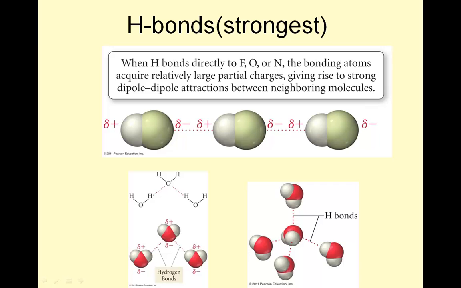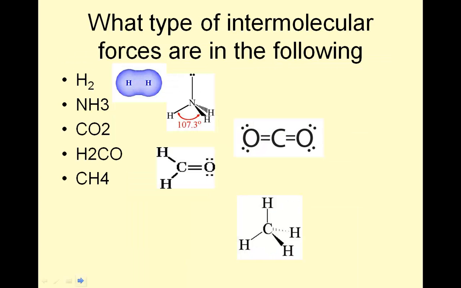Hydrogen bond's the strongest. So what it really means is that it's superpolar. So if it's superpolar, that happens because I have H directly bonded to O. So that makes a very polar bond. Okay? And you can read that. Look at the pictures. How pretty.